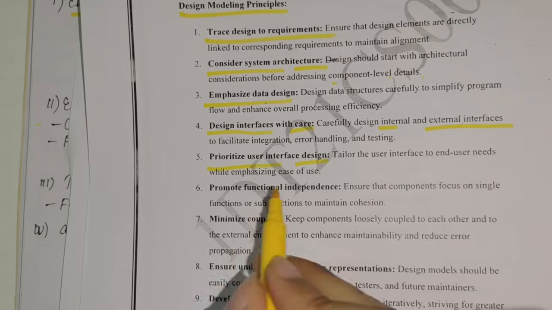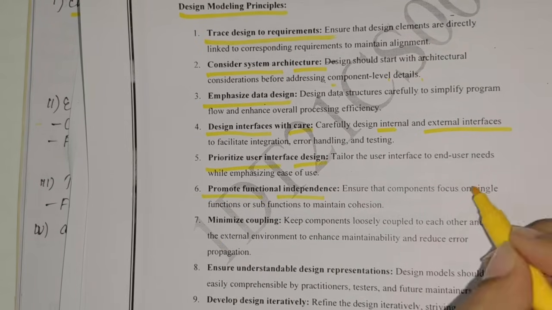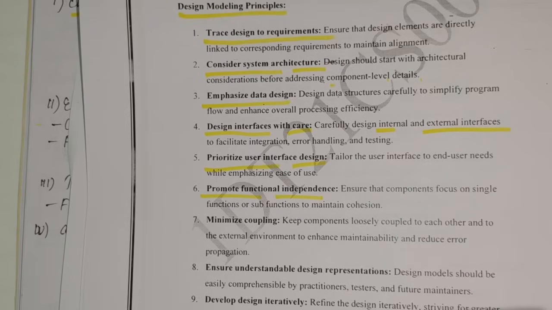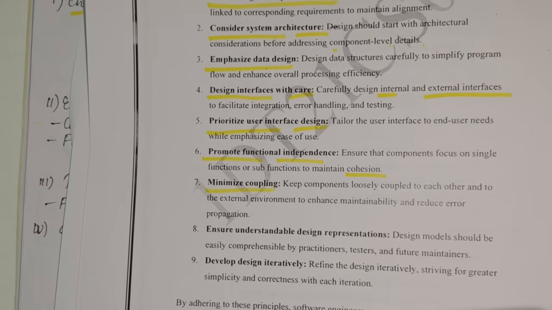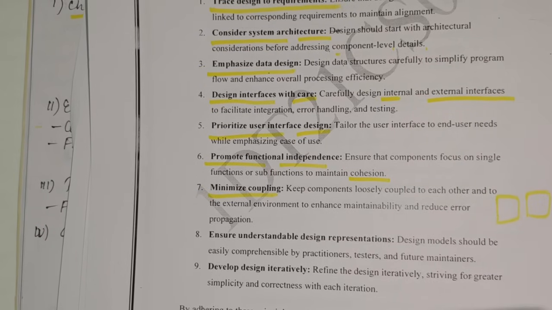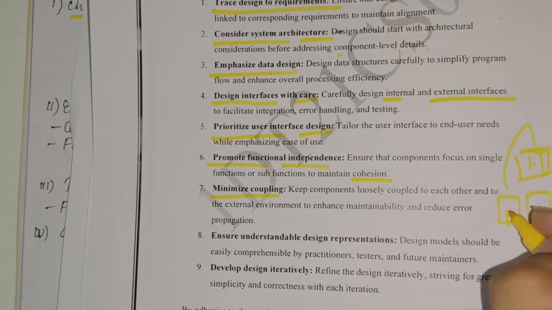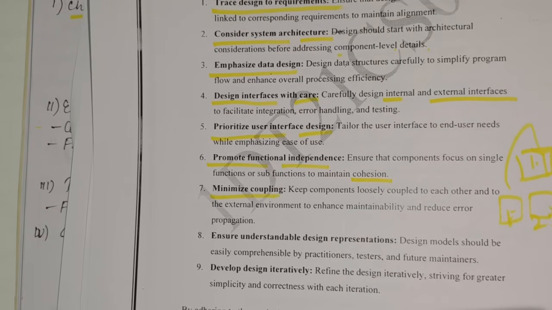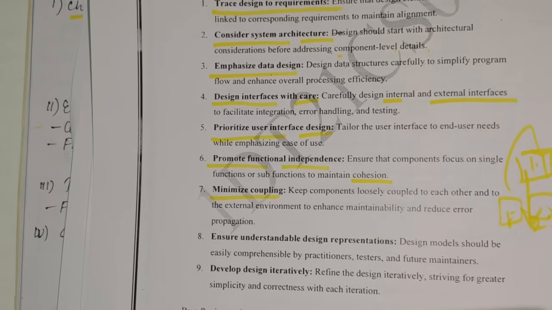Okay. Then promote functional independence. That is, we should ensure that the components focus on single functions at that particular time, or sub functions, to maintain cohesion. Then we have minimal coupling. Minimal coupling is keeping the components loosely coupled to each other and to the external environment. Suppose these are the models: first model, second model, third model. If I say I should add a 1.1 model here, it has to be between these two. So minimizing the coupling would help us to delve into the particular models or perform the operations as and when required.